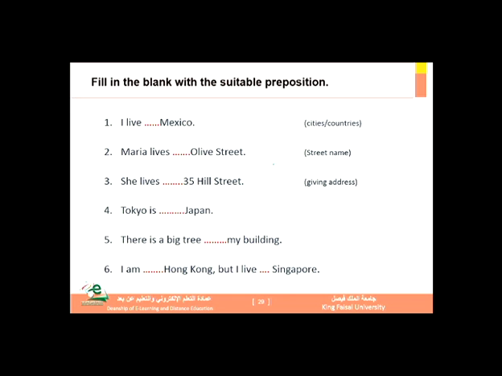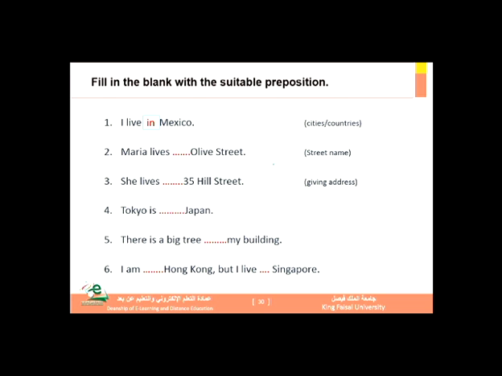Now, this is an exercise that shows us how these prepositions can be understood, and how we can understand where to use this preposition and where to use that preposition. So the exercise says, fill in the blank with the suitable preposition. Now, I live Mexico. When we are talking about a city or a country, the correct preposition to use is in.